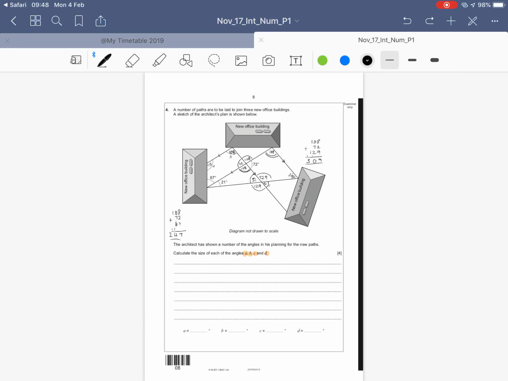So on my answer line, I'm going to put A equals 113, B was 108, C came in as being 51, and the last one, D, was also 51. And actually, now that I've realised that, I can see the Z shape of those parallel lines, and I could have found D or C using a different method, but I didn't need to, and they both came in as 51.